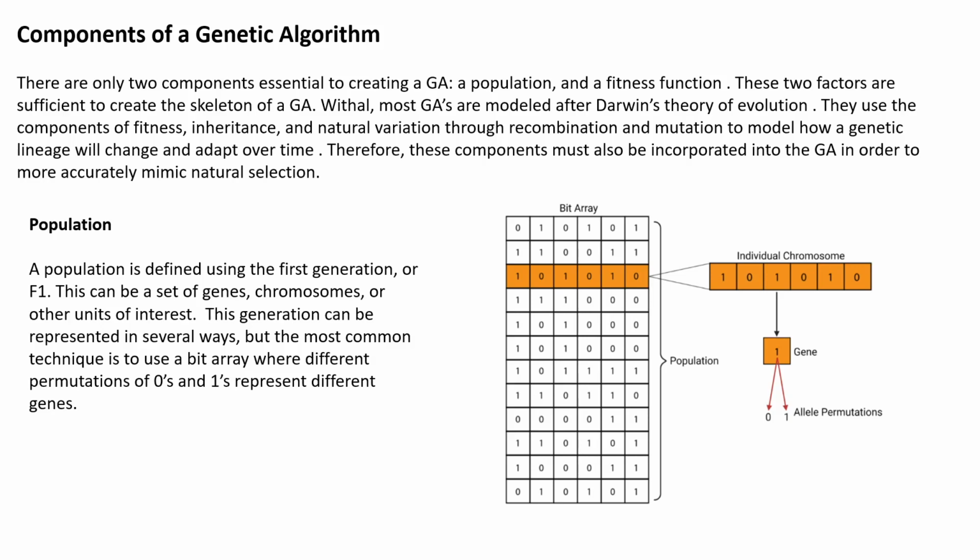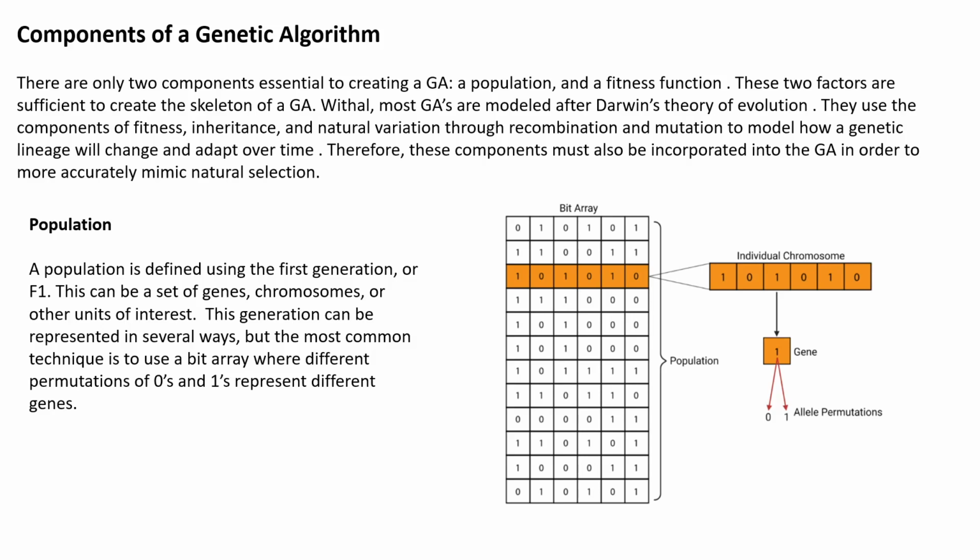Most importantly, these genetic algorithms are modeled after Darwin's theory of evolution. They basically follow the rules of biological evolution, and they use components of fitness, inheritance, and natural variation through recombination and mutation to model how a genetic lineage will change and adapt over time. Therefore, these components must also be incorporated into the genetic algorithm in order to accurately mimic natural selection.